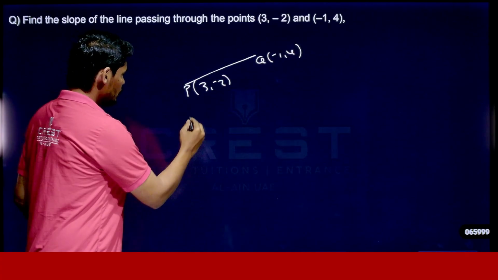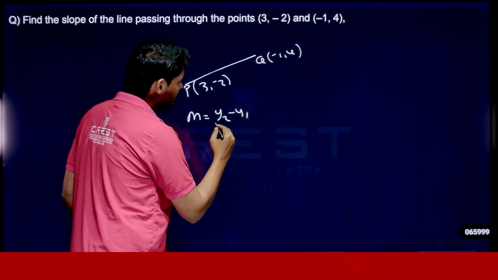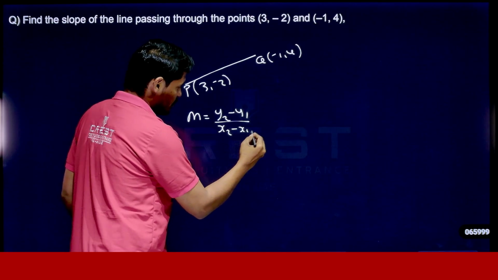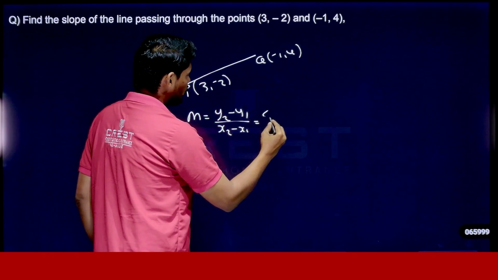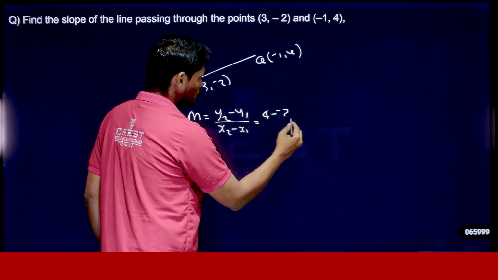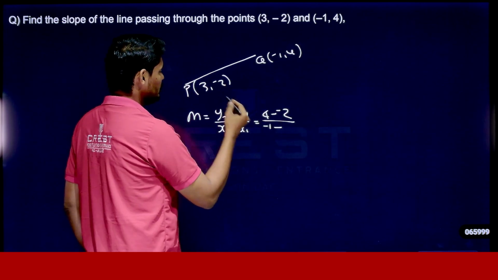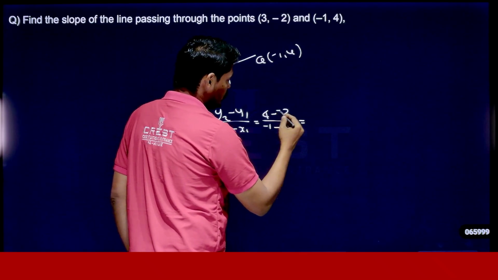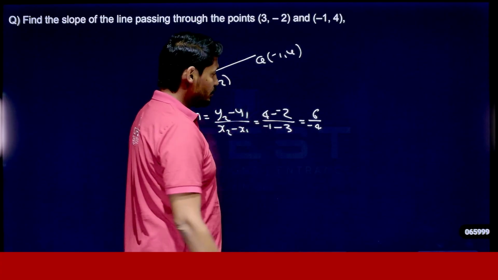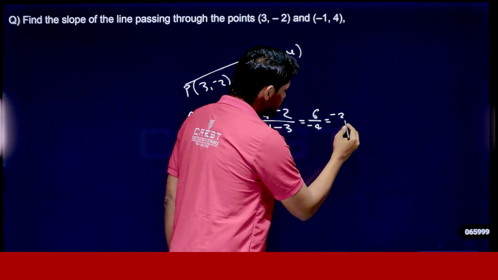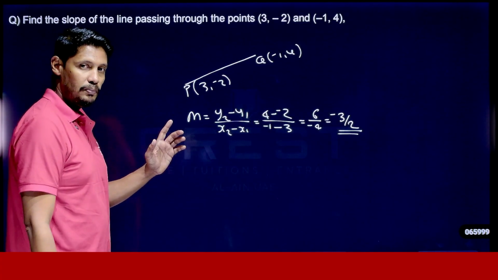It's very simple. We have a direct equation m equal to y2 minus y1 divided by x2 minus x1. This is x1, y1, this is x2, y2. So our y2 is 4 minus y1, which is minus 2, divided by x2, that is minus 1, minus x1, that is 3. It will become 4 plus 2, it becomes 6, 6 divided by minus 4. We can further cancel it. You will get minus 3 by 2 as the slope of this line by using y2 minus y1 divided by x2 minus x1.